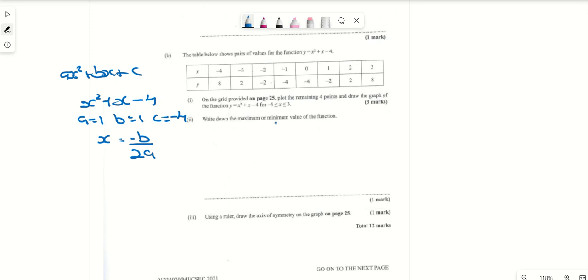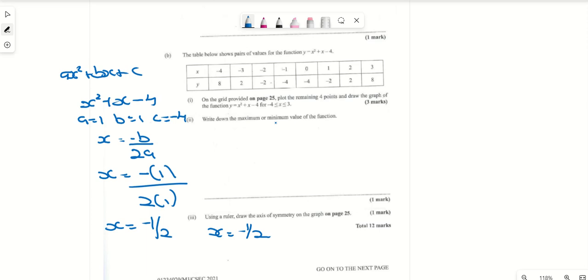So now that we know that, x equals negative 1 all over 2 times 1. So x equals minus a half, which would be the line of your axis of symmetry. So we already did this. x equals minus a half, right?